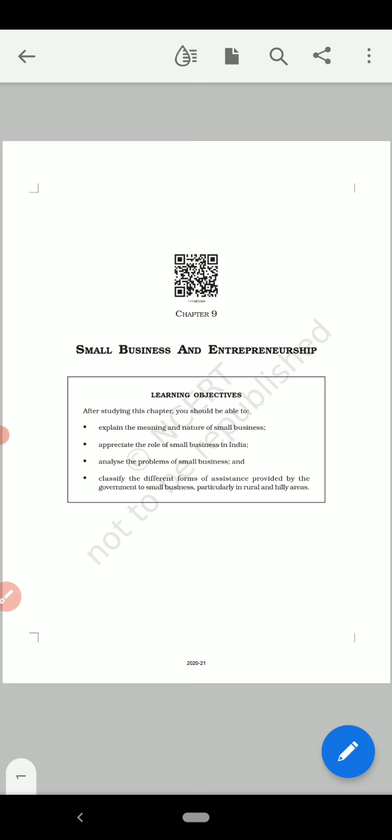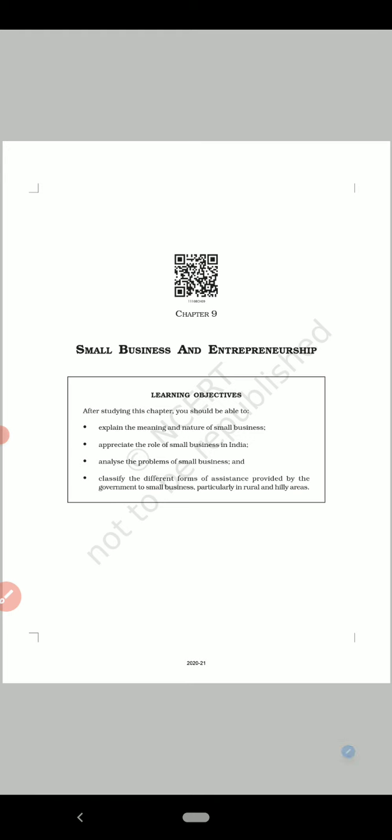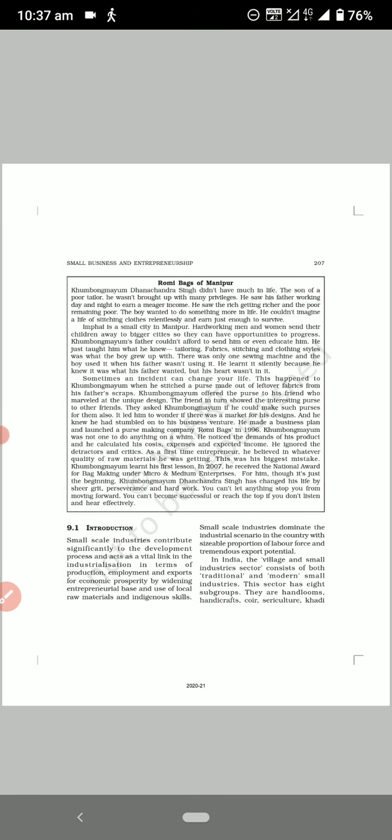That means, what are the different types of business that are performed in India. So as you can see, small business and enterprises. The first part is introduction. In the introduction, it is said that small scale industries contribute significantly to the development process and act as a vital link in industrialization in terms of production, employment and exports for economic prosperity, by widening the entrepreneurial base and use of local raw materials and indigenous skills.